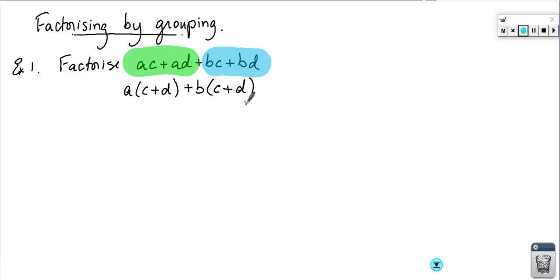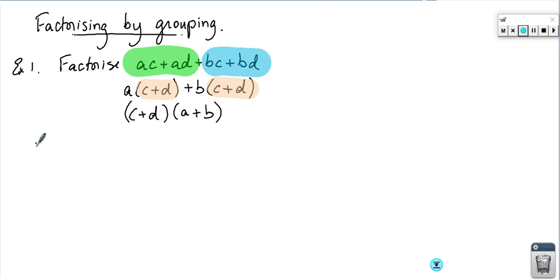Now, let's notice, as I can see, we have C plus D, which is a common factor in these 2 terms. So, taking out C plus D now, I am left with A plus B. As you have seen now, we have factorized this expression into this expression, and that is our result.